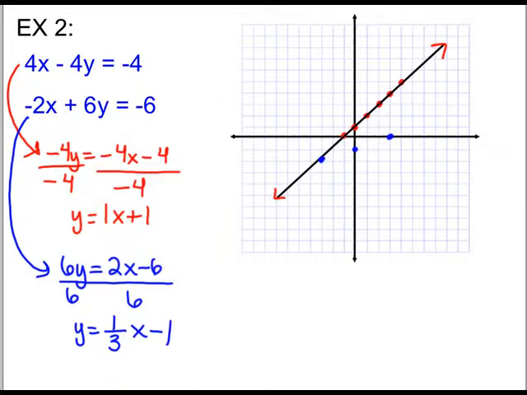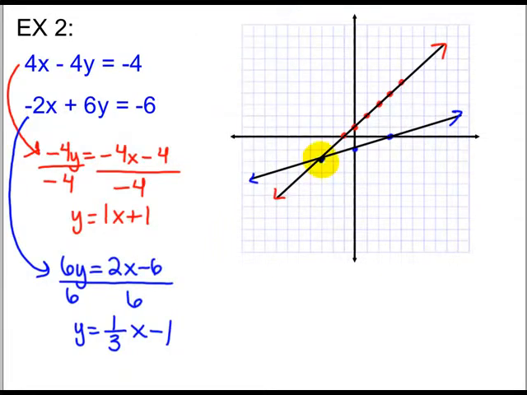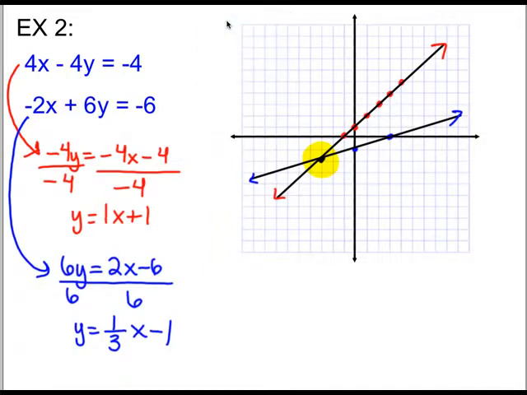I draw my line in as best I can. I put my arrows on the end. And now I can look for the point of intersection where the two overlap or cross, which is right here. We find that ordered pair. And that ordered pair looks to be negative 3, negative 2. So we're going to write negative 3, negative 2.